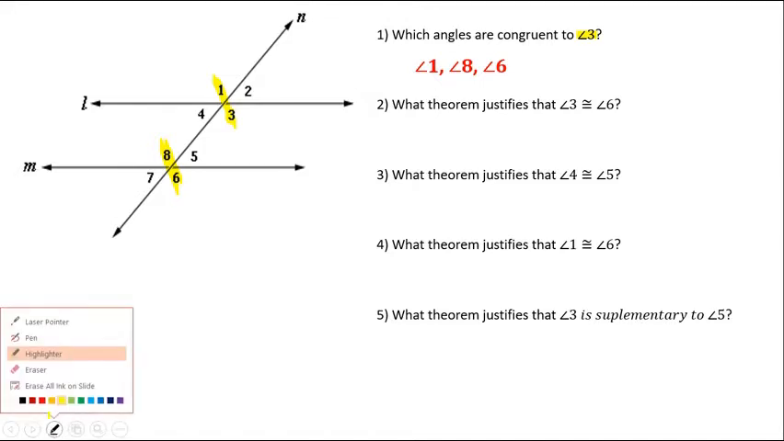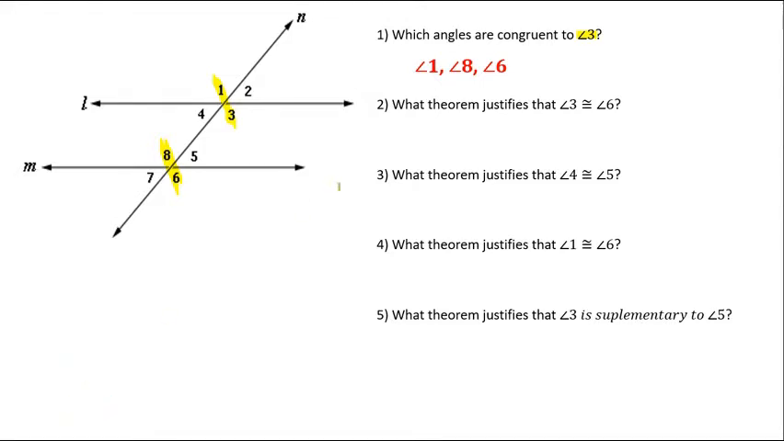Okay, next one says, what theorem justifies that angle 3 and angle 6 are congruent? So 3 is right here, 6 is right here. And remember those two angles in that position like that? They're called corresponding angles.